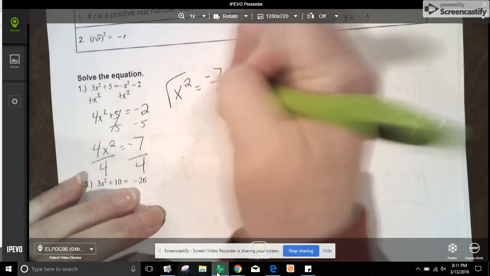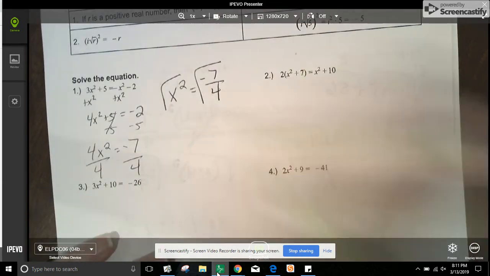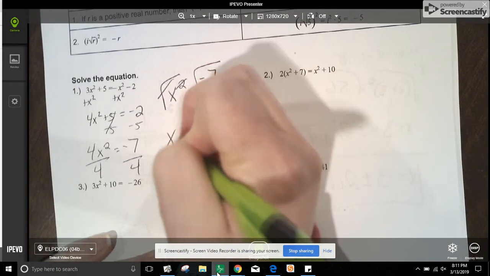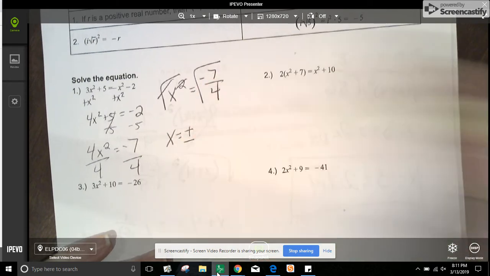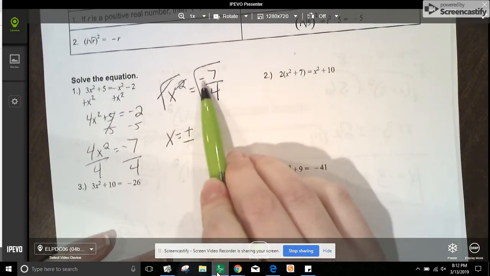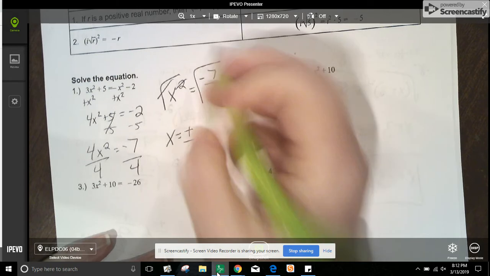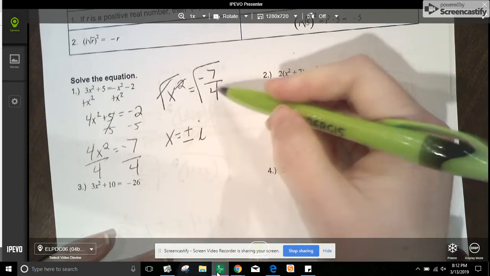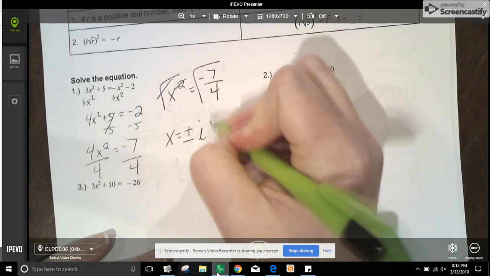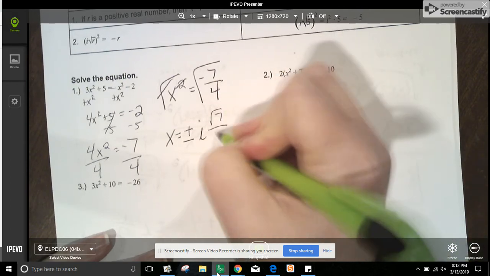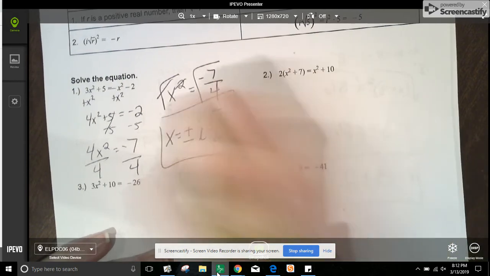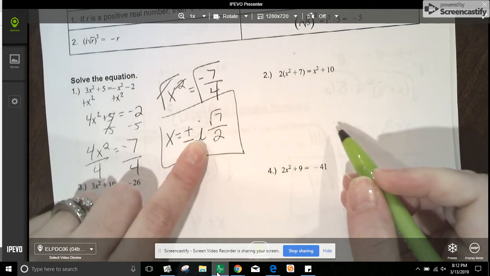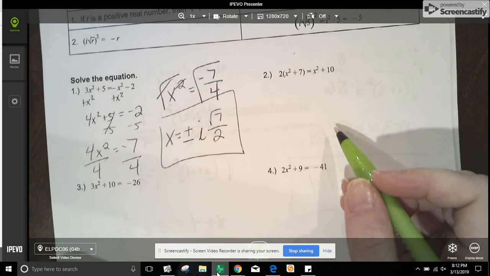So now when I go to do the square root, you still get plus or minus. The square root of a negative, this negative comes out and becomes i. And then break down the number like you normally would. So the square root of 7 is just root 7, and the square root of 4 is 2. So you get this plus or minus i when it's a negative.